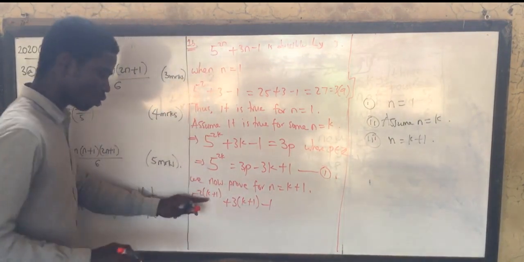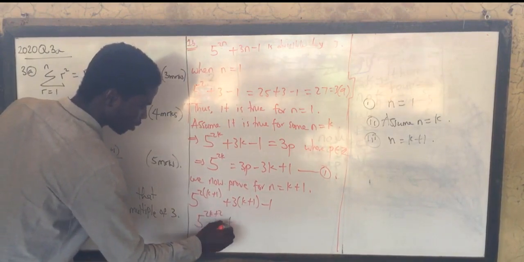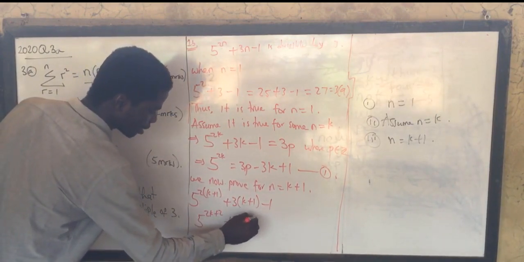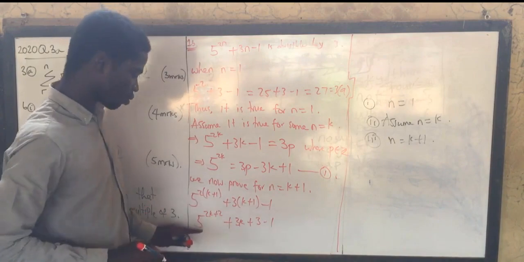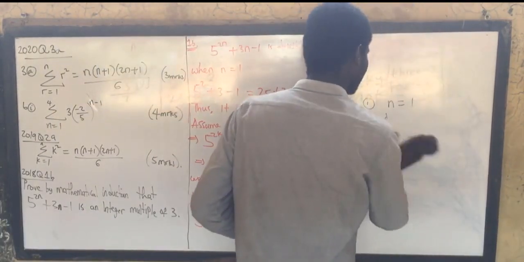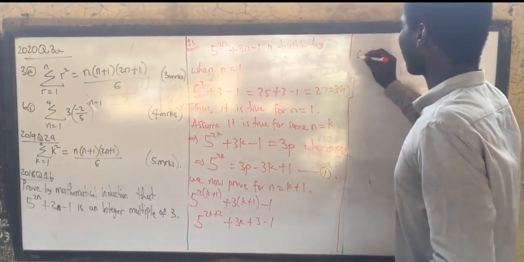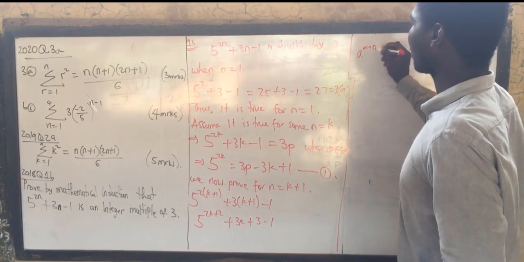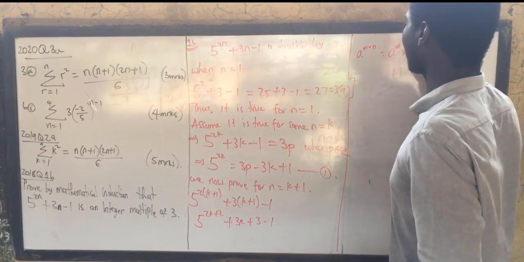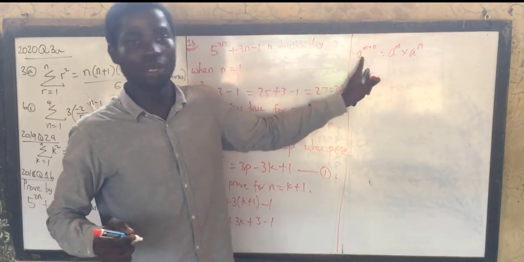What will this one be? If you open the bracket here, this one will become 5 raised to power 2k plus 2 plus, open the bracket here, 3k plus 3 minus 1. So look at what will happen here. Don't forget from the law of indices, when you have a raised to power m plus n, what does that mean? It means a raised to power m times a raised to power n. Or you know it this way, a raised to power m times a raised to power n equals a raised to power m plus n.